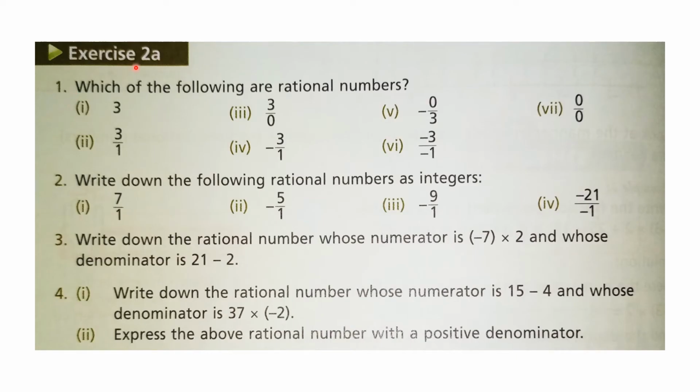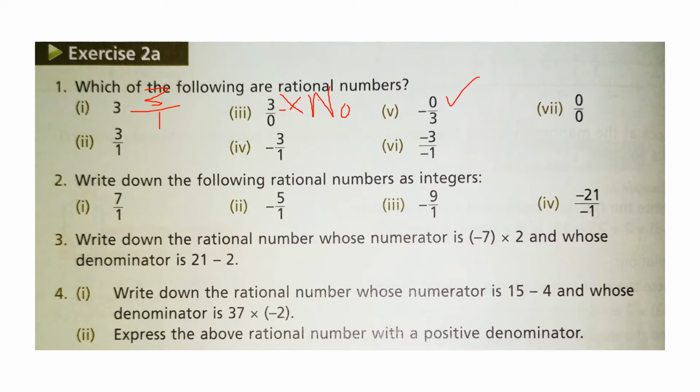Now we are going to solve the exercise, question number 1. Which of the following are rational numbers? So we have to tell which of the following are rational numbers. Is 3 a rational number? Yes, 3 is a rational number because we can write 3 in the form of a fraction like this. Okay, this is not a rational number because the denominator is 0 here. So no, the denominator should not be equal to 0.